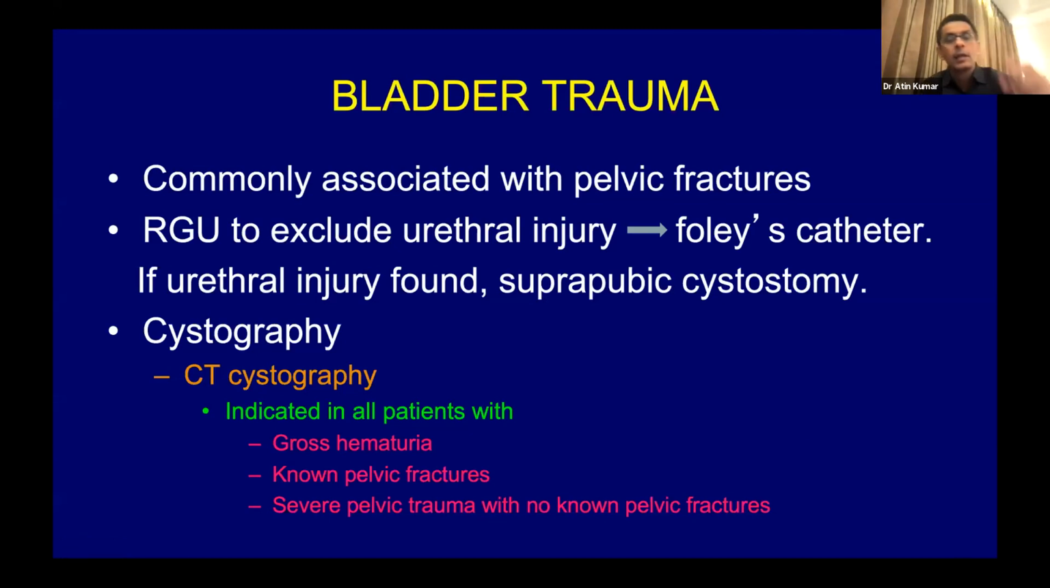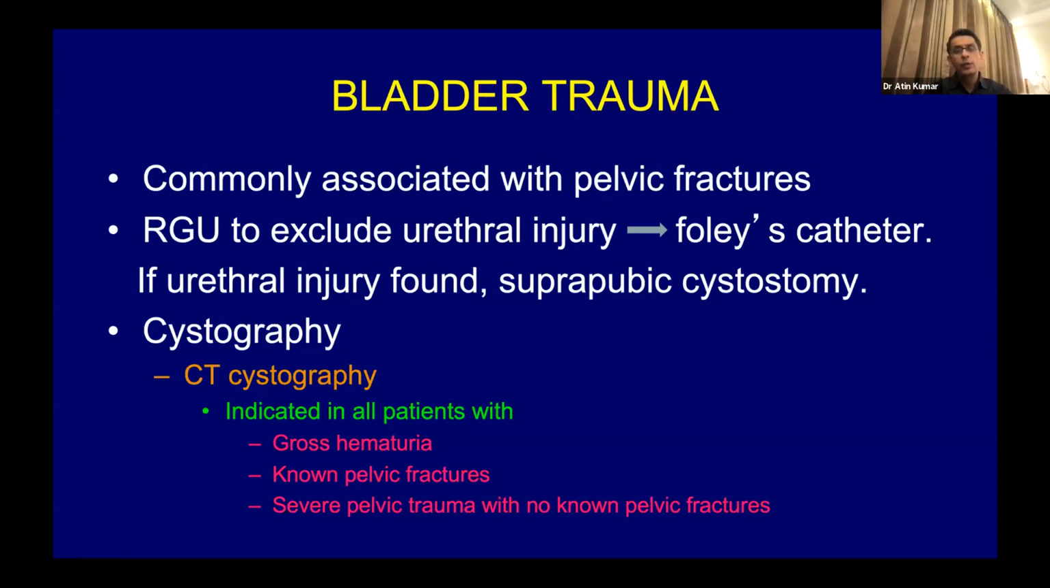Coming to the last couple of slides of my talk, the urinary bladder. This is one component also which we need to evaluate. I've told you these are the category C patients, patients with hematuria. The bladder injuries are commonly associated with pelvic fractures, and you have ruled out a urethral injury by doing an RGU. The clinicians have put in a urinary catheter per urethra or a suprapubic catheter. Only after that can you evaluate the urinary bladder.